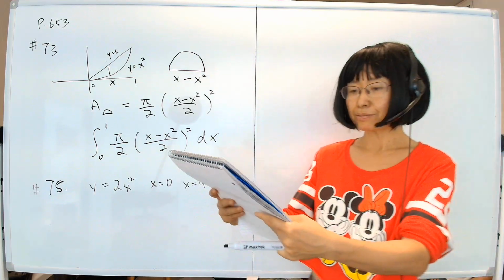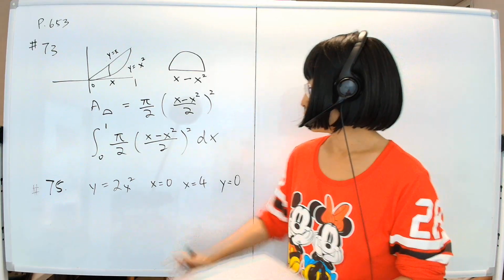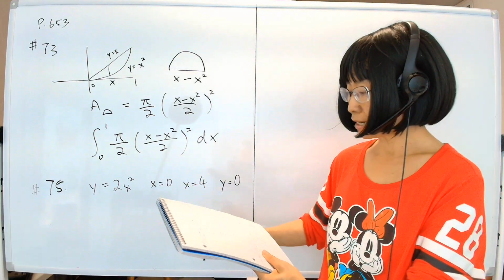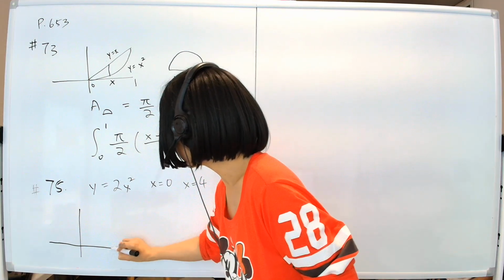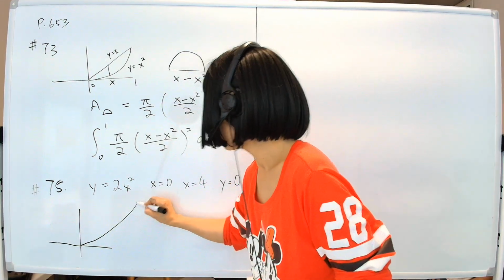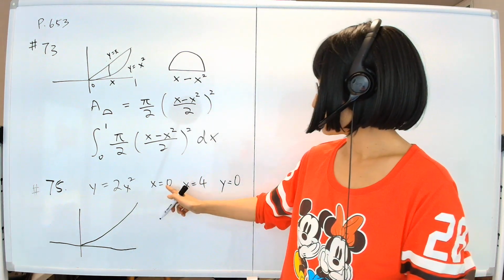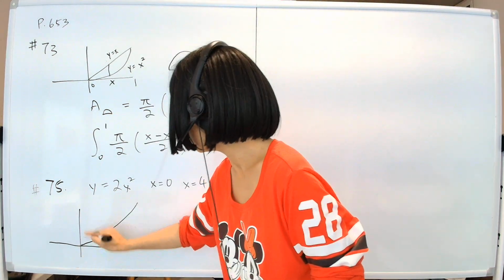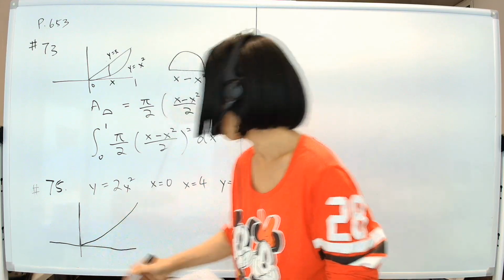Next, let's look at problem 75, which says you have a bounded area that goes y equal to 2x squared, which is a parabola that looks something like this, your parabola. And then next line, x equal to 0. X equal to 0 is the y-axis. So we're caring about this thing, okay? Remember that.